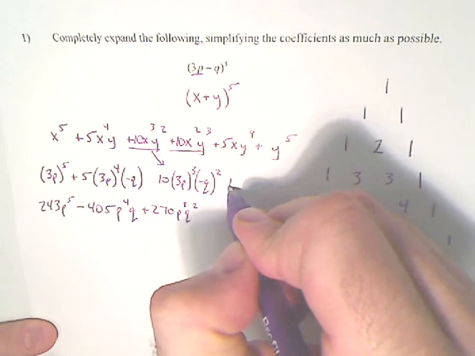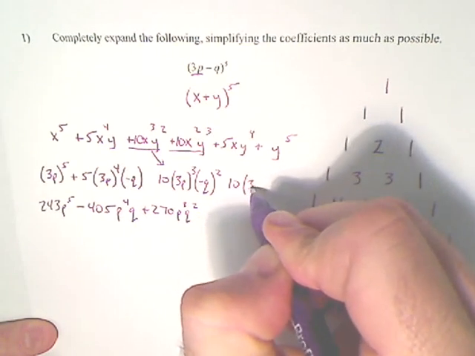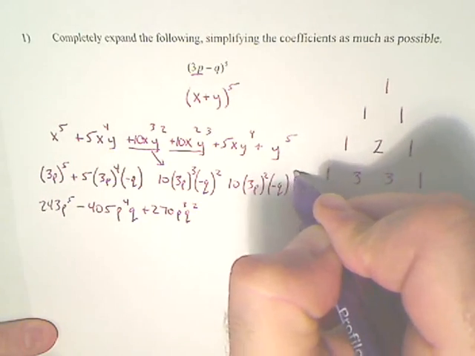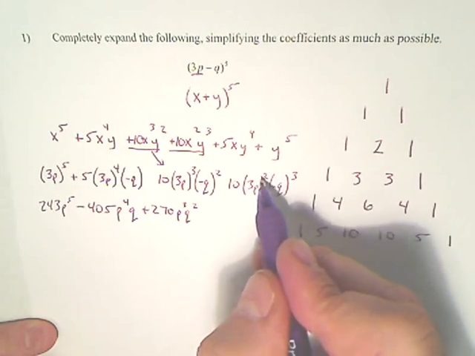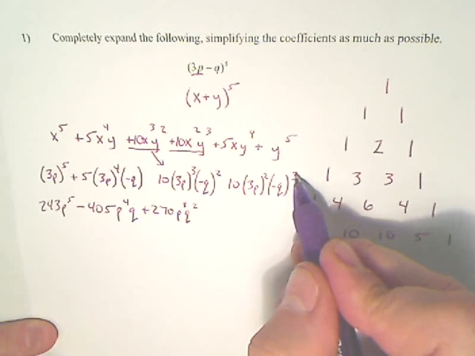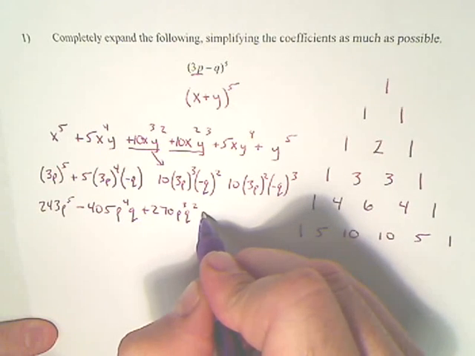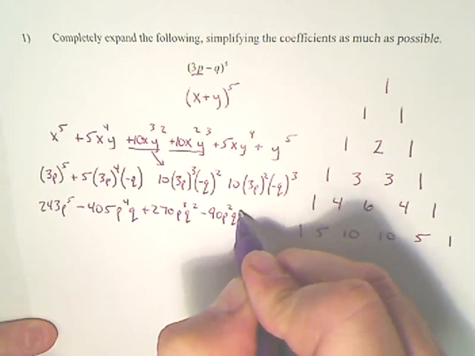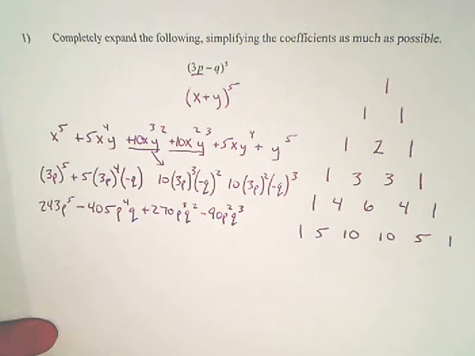4th term, 10, 3p squared and negative q to the 3rd. 9 times 10 is 90. Negative 1 cubed is negative 1. So I have negative 1 times 90, which is negative 90. P squared q cubed.